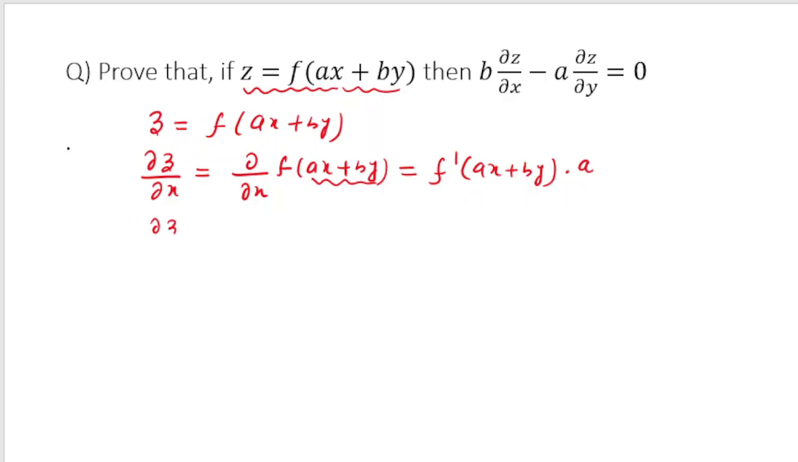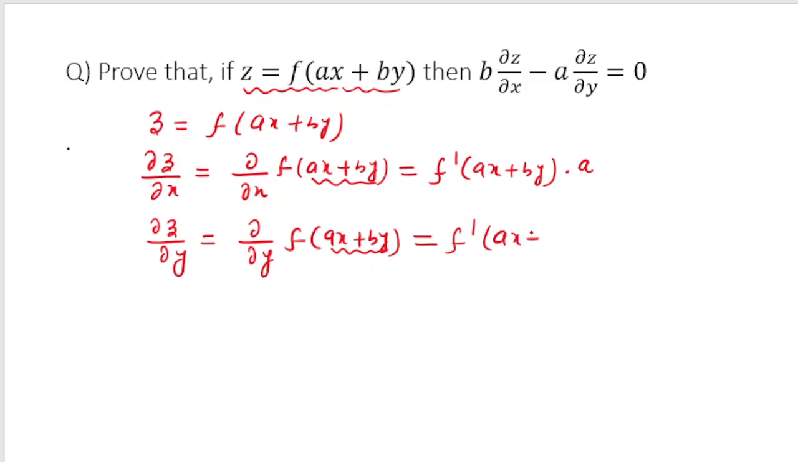And if I ask you what is del z by del y, here also I will write del by del y of f of ax plus by, and I have to differentiate it with respect to y. So first I have to differentiate it with respect to ax plus by. Again I don't know what the function f is, so I just write f dash ax plus by, and ax plus by with respect to y will give me b.